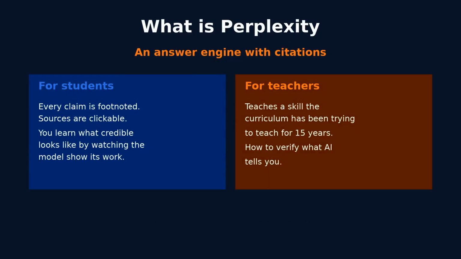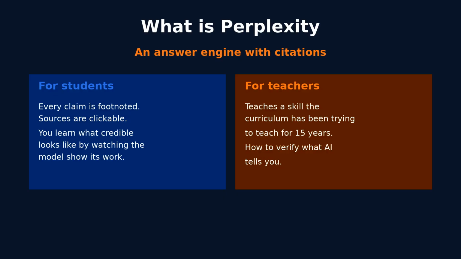This is deep dive number 2 of 12. AI for real folks. What is Perplexity? The fast version. Perplexity is an AI answer engine. You ask a question. It searches the live web. It writes an answer. Every claim is footnoted with a source you can click. It is what Google should have become.